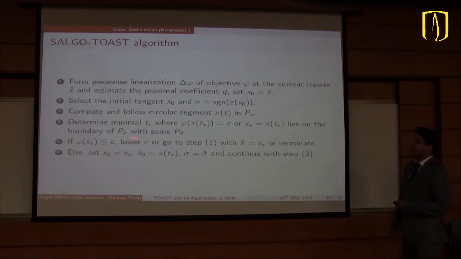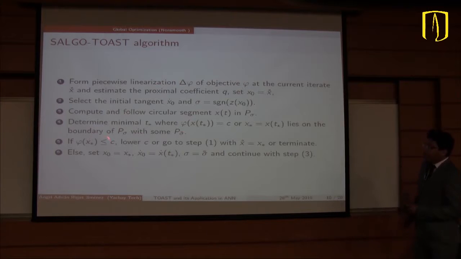In the last two steps, if the function value is less than or equal to the target level, we have three possibilities. We lower the target level so that our search direction is still looking at another lower target level, which, if it is not too ambitious, can be done, or go to step 1 with the reference point equal to the point at the boundary of the polyhedron, or terminate if the user thinks that the minimal value that the algorithm found is good enough.